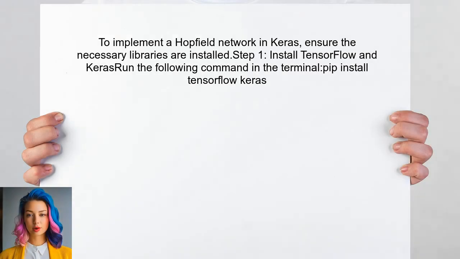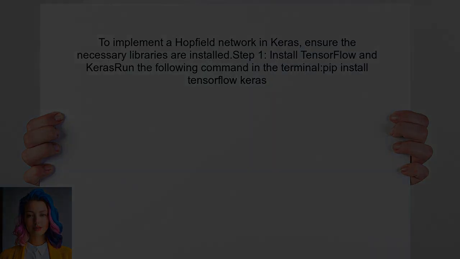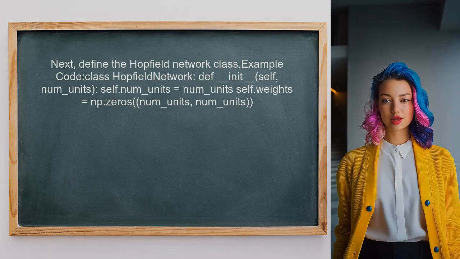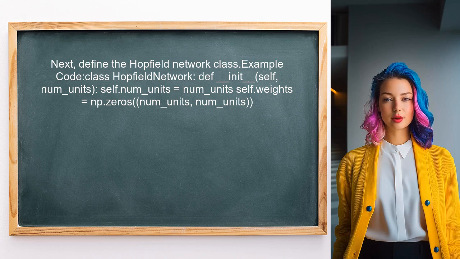To implement a Hopfield network in Keras, the user should first ensure they have the necessary libraries installed. This includes TensorFlow and Keras. They can install these using pip. Next, the user should define the Hopfield network class. This class will include methods for storing patterns and recalling them. The user can start by creating a new Python file.